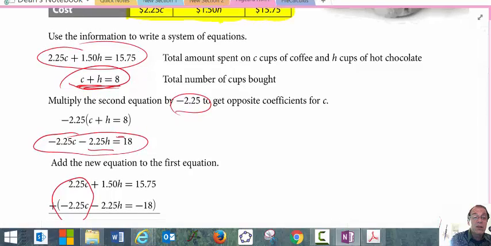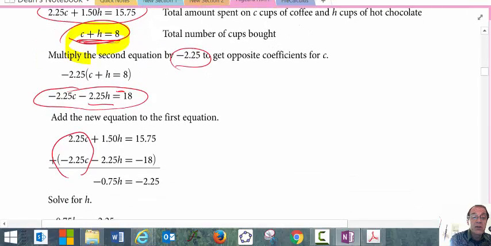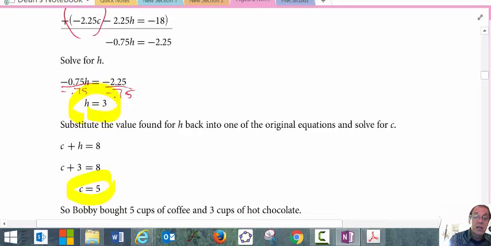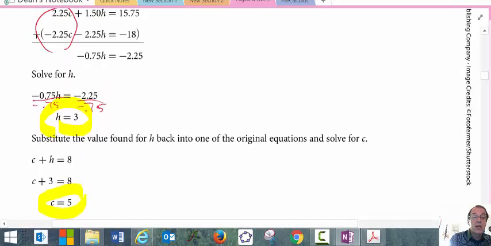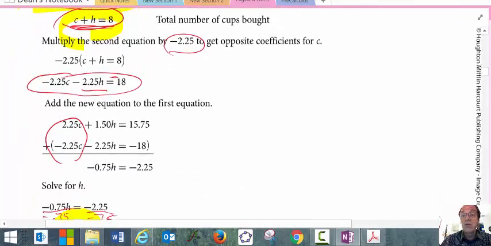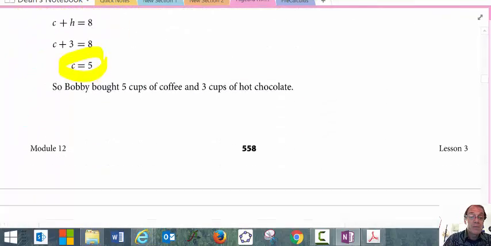And they told us that altogether there were 8, so I can do that in my head. The number of cups of coffee would have to be 5, because 3 plus 5 is 8. Now, additionally, we could go ahead and plug those back into our original equation for the value, and it should come out to be 15.75. So whenever you do a problem like this, you should always be able to tell whether you're right or not. Okay?